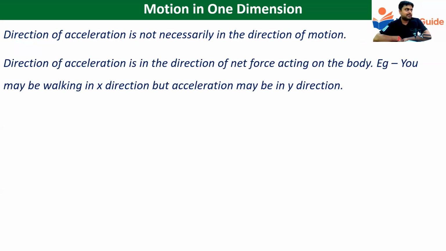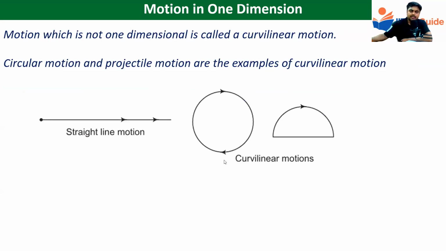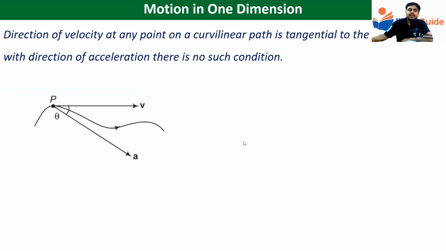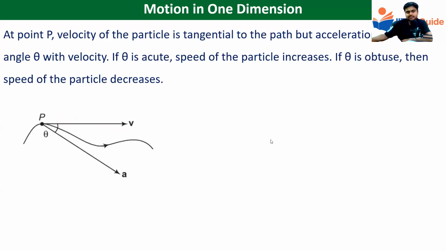So, for example, we are walking along the x direction, but any person can come and push us in any direction. That means acceleration can be in any direction. It is not dependent upon velocity. However, it can change velocity. Motion which is not one dimensional is curvilinear motion. The direction of velocity at any point in a curvilinear path is tangential to the path, but for the direction of acceleration, there is no such condition.